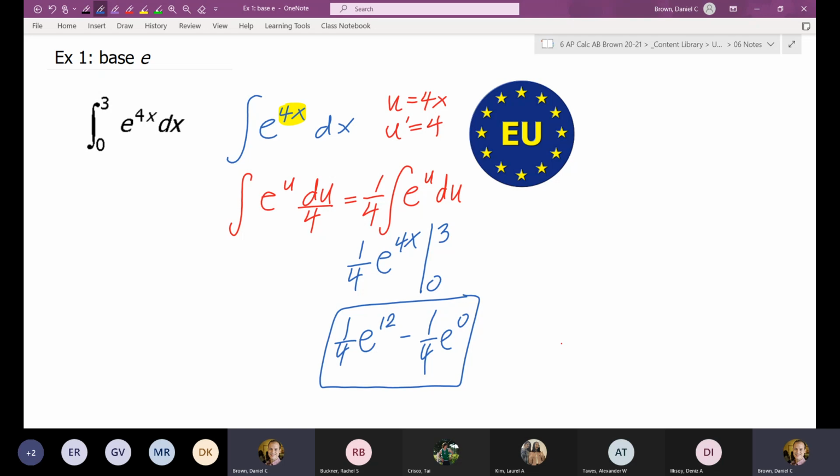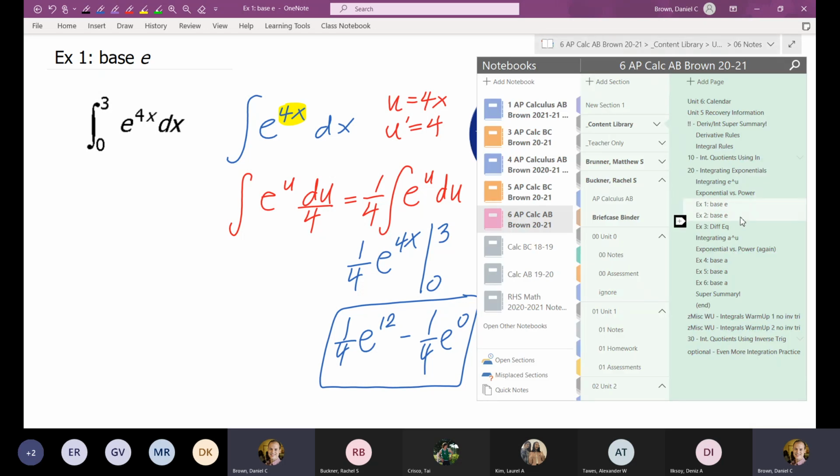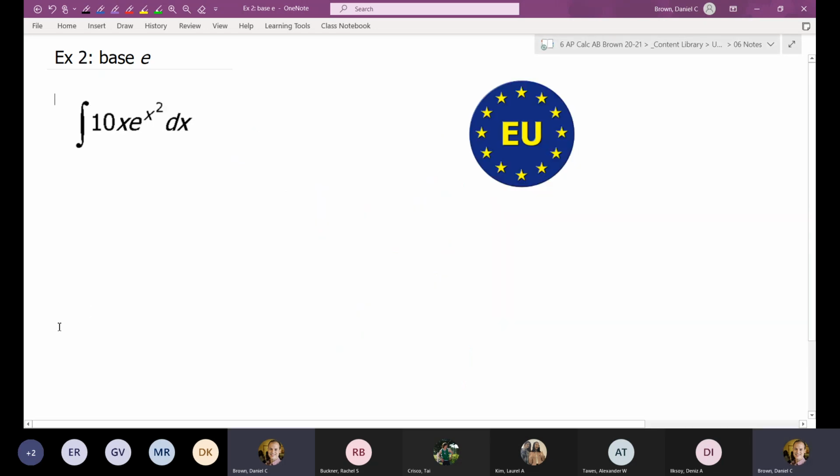Questions on that? Try this indefinite integral for me. And again, things you should be thinking of when you're integrating this: we have 10x times e to the x squared. We know we can't just integrate each part, so we know that we're going to have to do some u sub, something to cancel some stuff out. So go ahead and try that one for me.